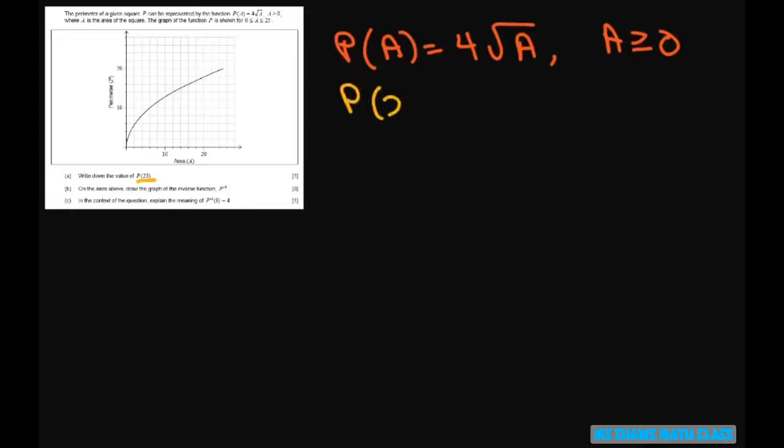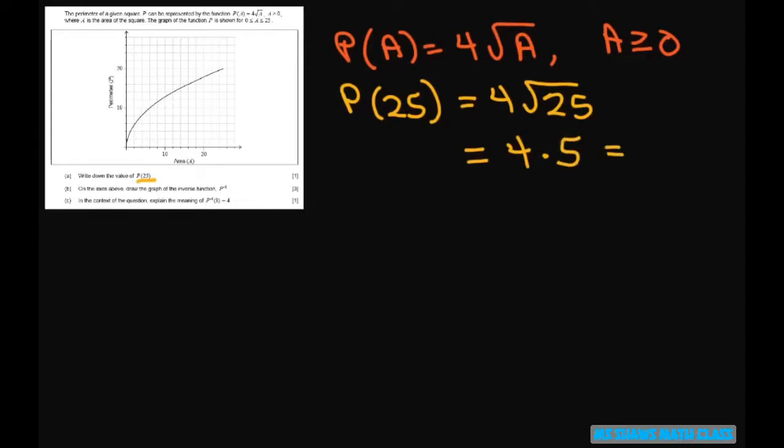So we know that P of A equals 4 square root of A. Again, A is positive and it can equal 0. So all you're going to do is substitute 25 in. So P of 25 equals 4 times the square root of 25. So this equals 4 times 5, which equals 20.